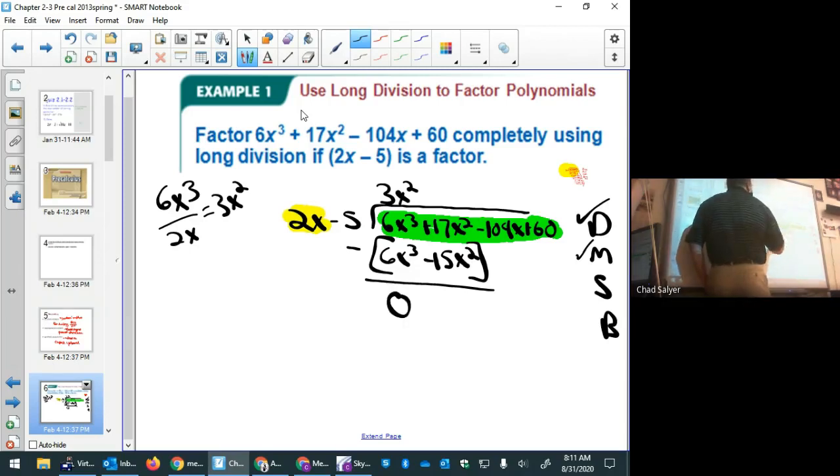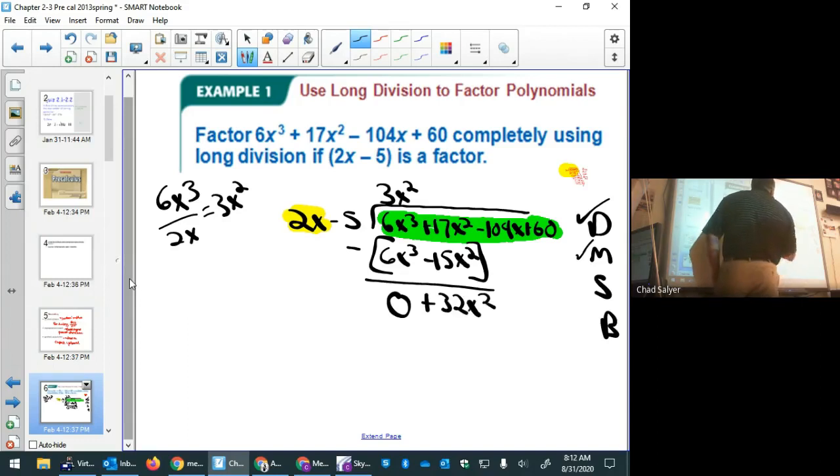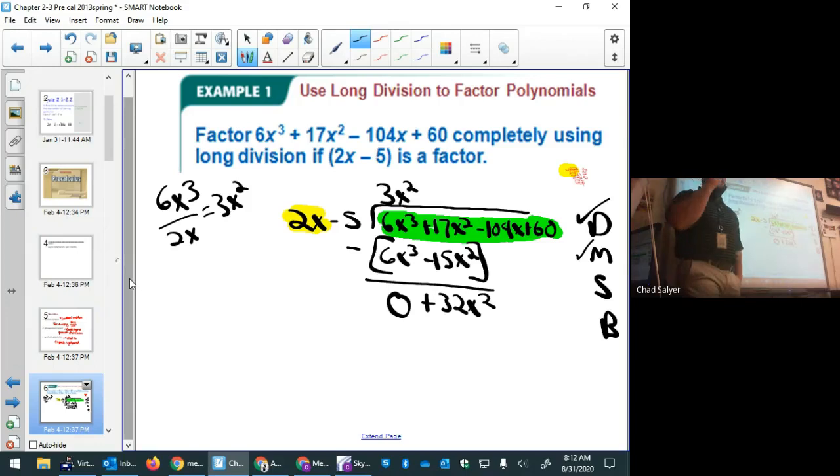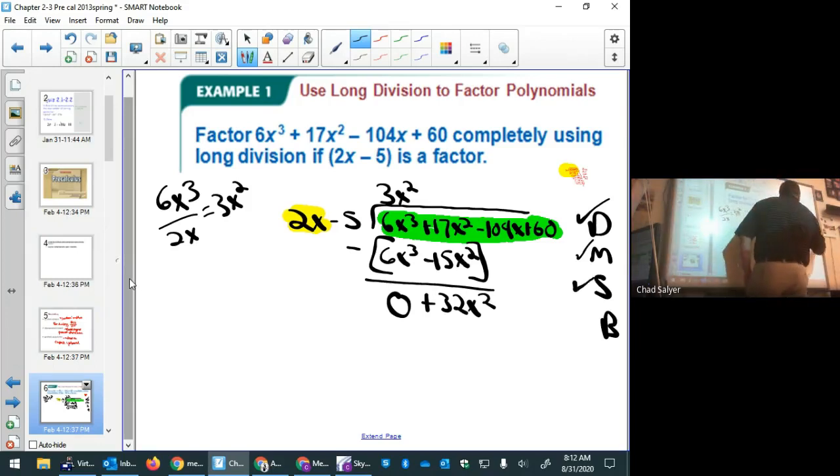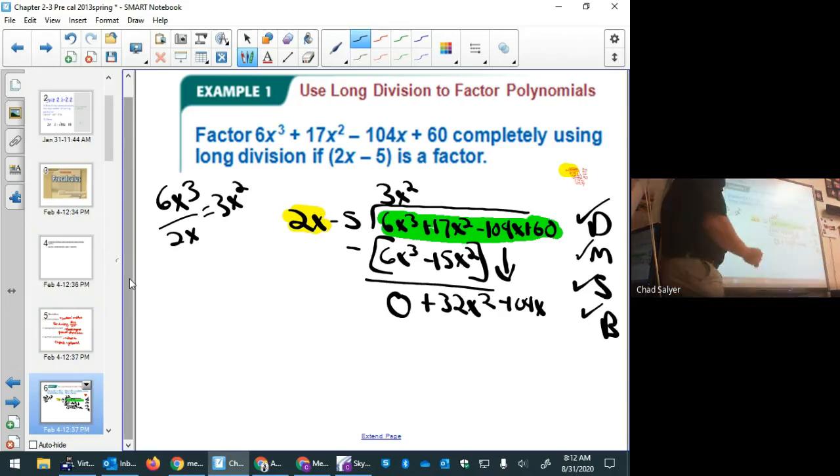6x cubed minus 6x cubed is 0. You should always get a leading 0 if you're doing this properly, until the very end, in which case what's left over will be the remainder. Now, 17x squared minus a negative 15x squared is 17x squared plus 15x squared, which is positive 32x squared. Questions about that? So that's the subtract part. And now the very last part, I bring down the next term. So there is the first application of the division algorithm.